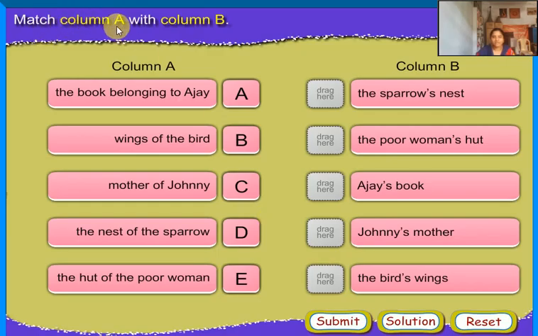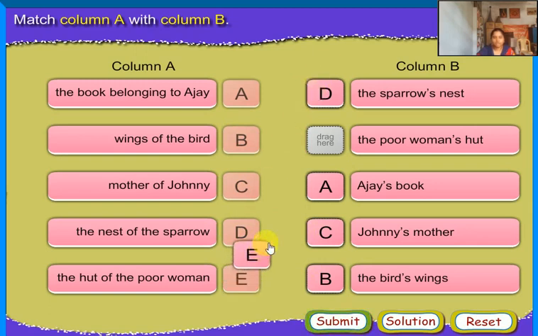Match column A with column B. The book belonged to Ajay. Ajay's book. Wings of the bird. The bird's wings. Mother of Johnny. Johnny's mother. The nest of the sparrow. The sparrow's nest. The hut of the poor woman. The poor woman's hut.